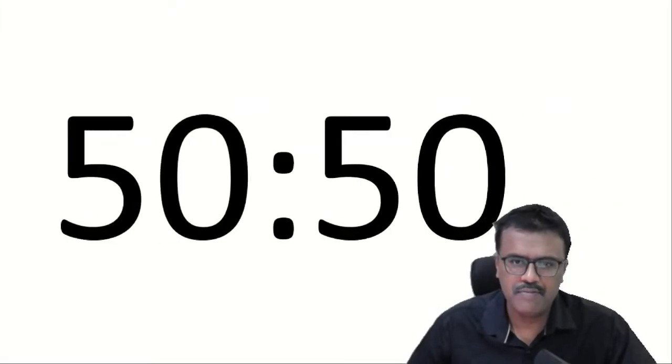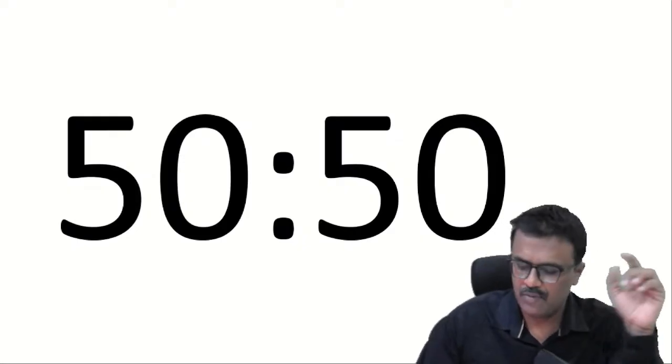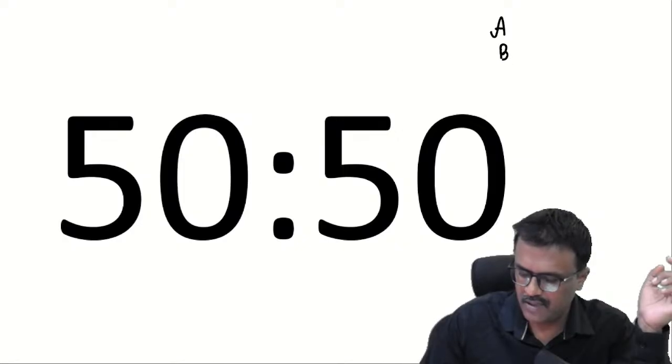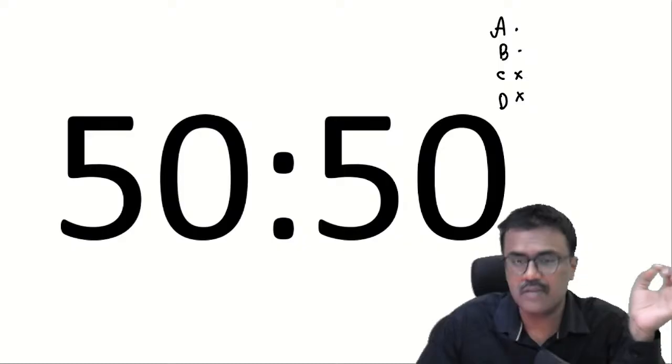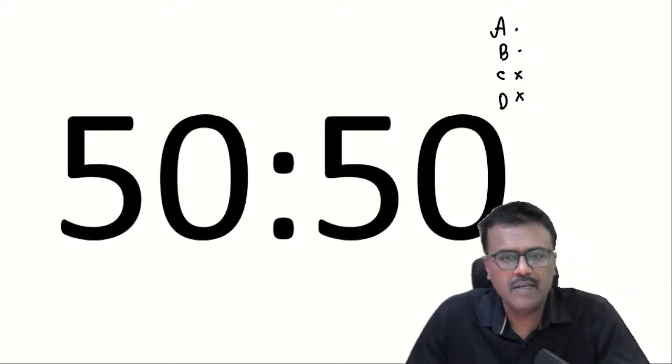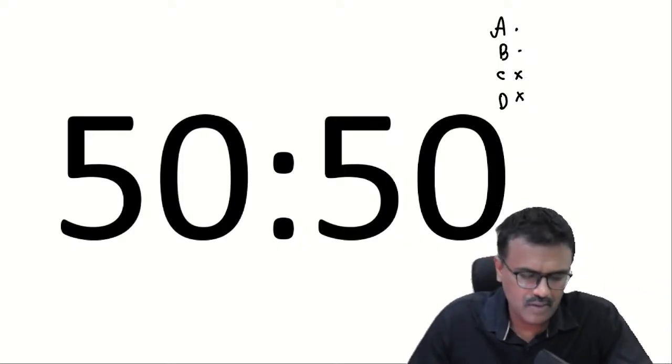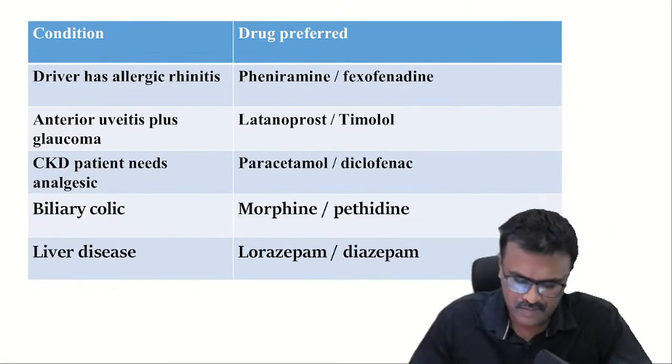So let us play a 50-50 match. 50-50 means there are 2 options, because in the exam we have 4 options A, B, C, D. We are able to rule out 2, but we are stuck with A and B. So let us see the logic here and answer these questions.